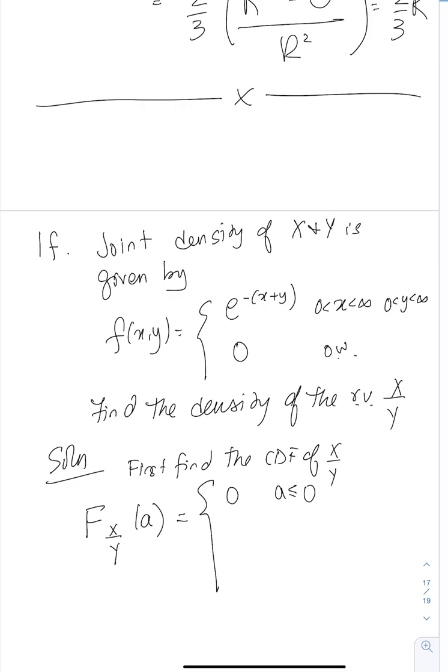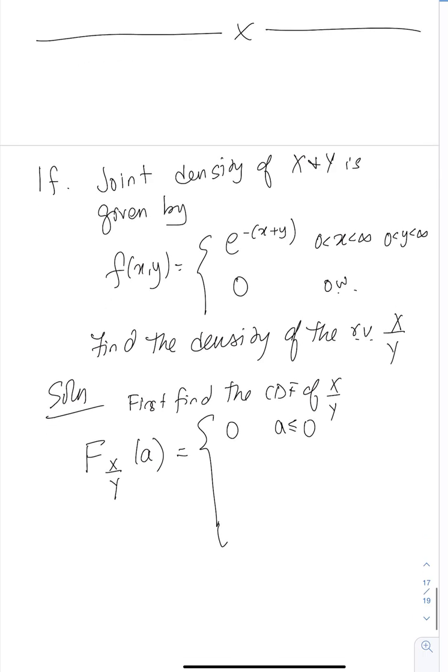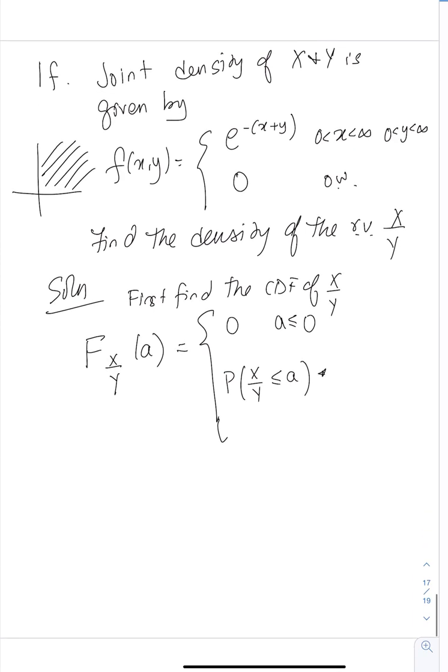In fact, it's never even 0, right? Anyway, it's continuous, so it doesn't matter where you put a equals 0, but I'm just showing you that x is always positive, y is always positive, and because the joint density is non-zero in the first quadrant, x over y will never be negative. Okay? All right. And beyond that, let's actually try and find out what the calculations say. X over y less than or equal to a. That's just the definition. So let's work on that.